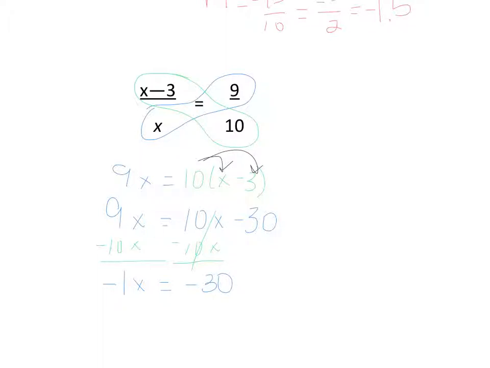Now, think back to equations when we had a negative x. That was like our star. And remember, we're always searching to find x. So if a negative x or a negative 1x is a negative 30, positive x would have to be positive 30. In order to prove this, let's check our answer.